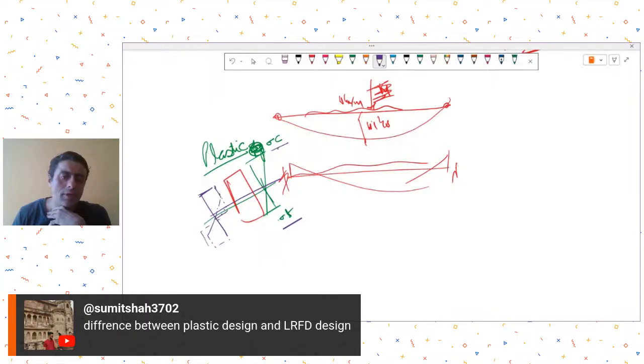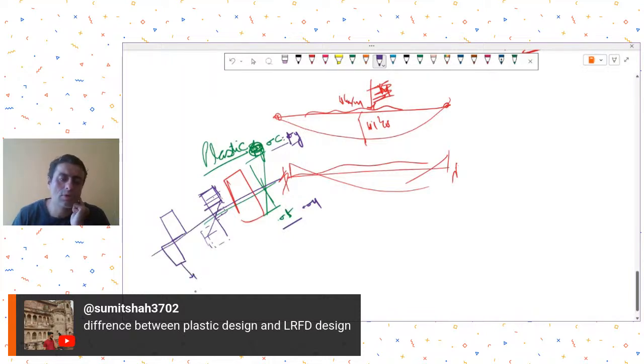So what will happen at yielding? If I increase the load, more fibers will undergo yielding, because once it reaches yield, if I try to increase the strains, the stresses don't increase, only the strains keep on increasing. So more and more fibers will undergo yielding, and then a state will come when all the fibers in the cross section have reached their yield level.